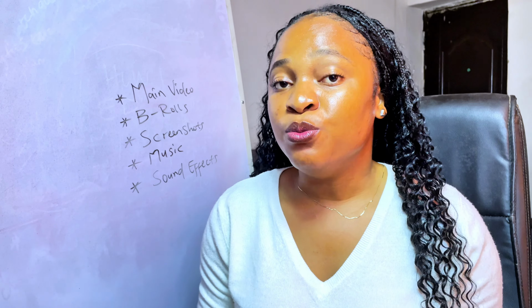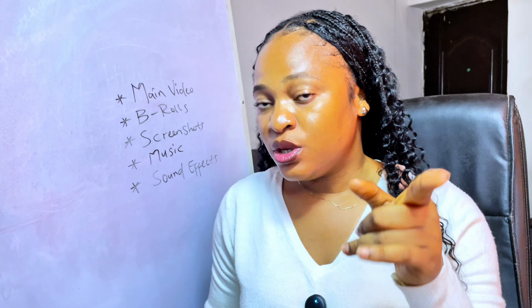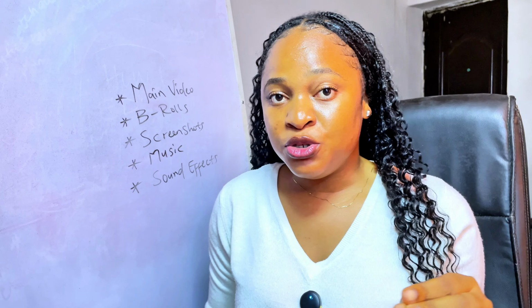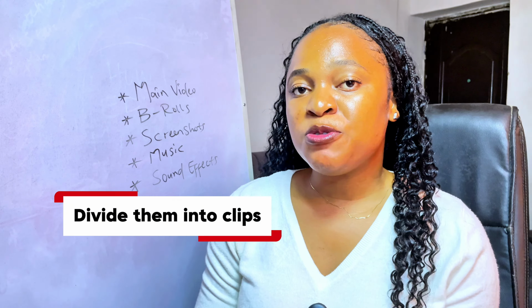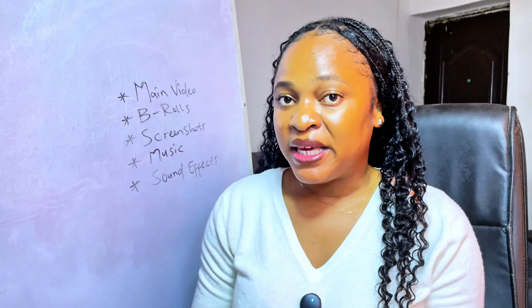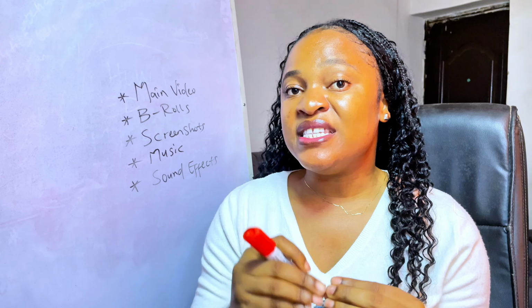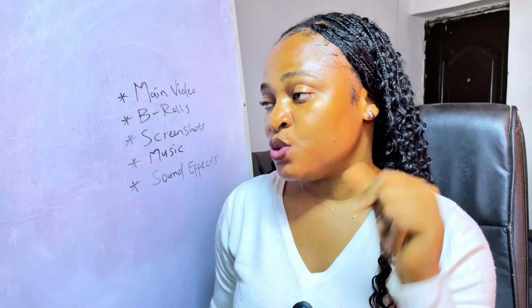The first thing I do before I edit my videos is to record my videos. I use an iPhone 12 to record my video. After recording my videos, I divide them into clips, each clip for each point or topic that I make. Dividing them into clips makes them easier for me to edit.